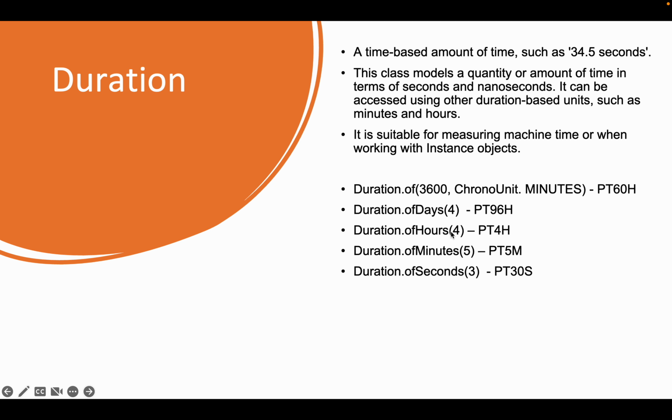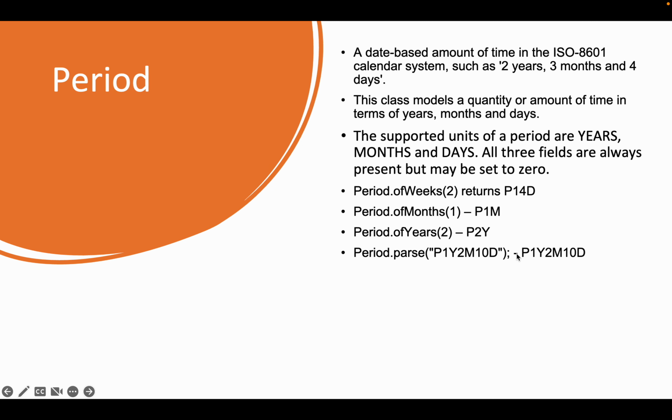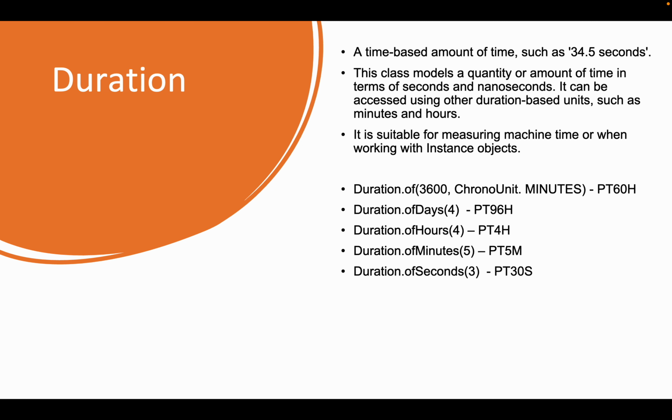And duration of hours 4, we have PT4H. We have duration of minutes 5, we have PT5M. Duration of seconds 30, we have PT30S. Observe the difference. The first one we only have P, the second one is PT. T stands for time.